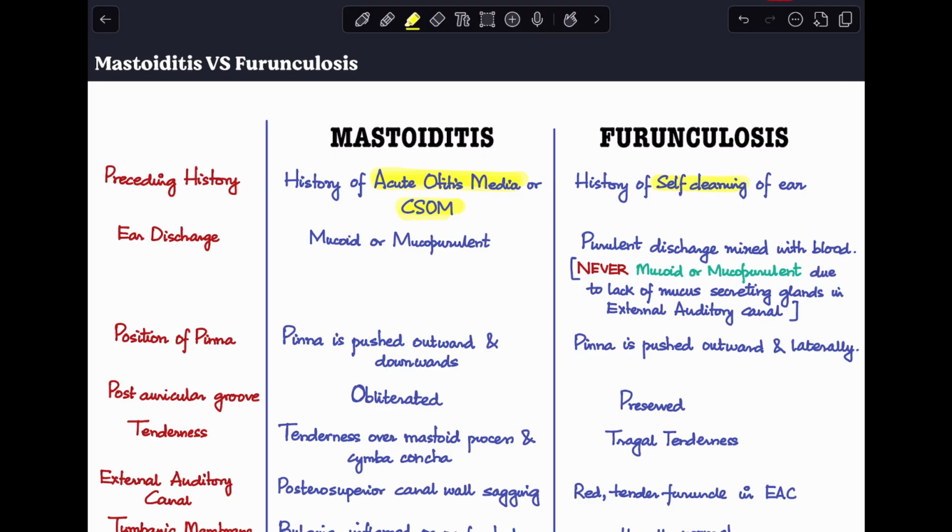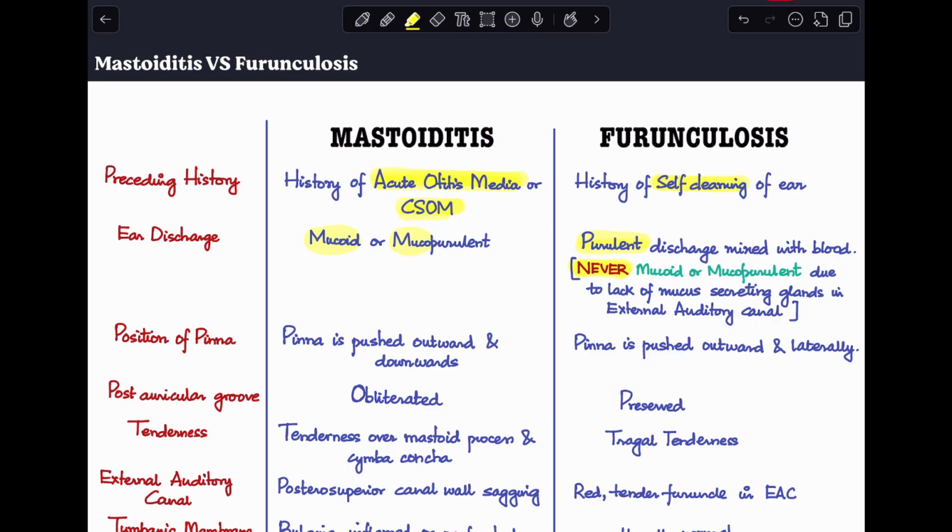Second point, coming to ear discharge. Now, in mastoiditis, the ear discharge is always mucoid or mucopurulent. You'll notice how a mucoid component is definitely a part of it. Whereas in furunculosis, if there is a discharge, it is always purulent discharge mixed with a little bit of blood. But never at any cost will there be a mucoid type of discharge.